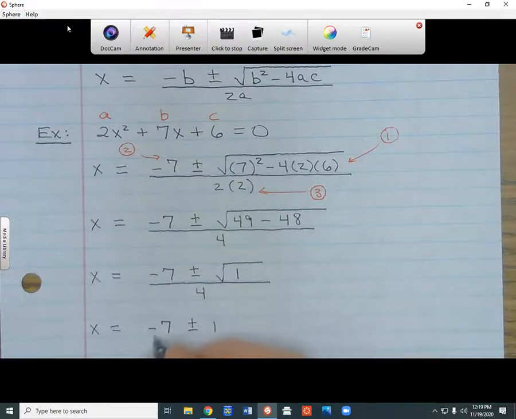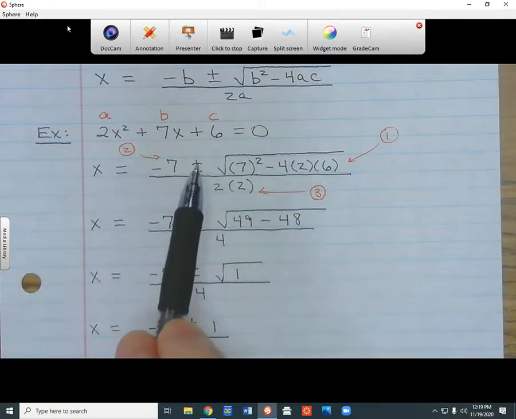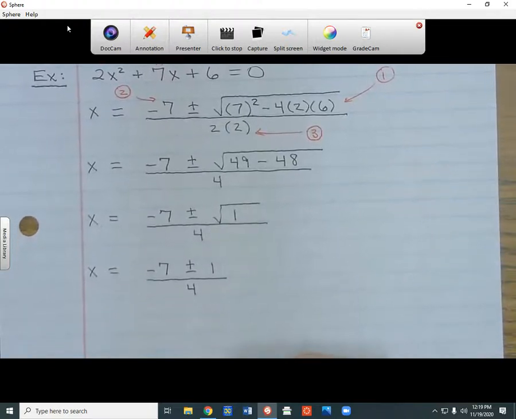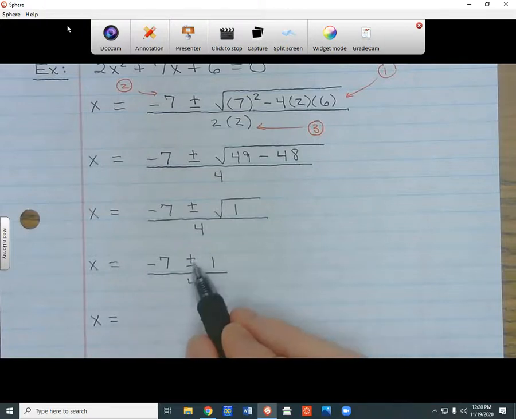Okay, so now the radical is finished with, so I'm done with my first step. Now I can move on to my second step, which is adding and subtracting in the middle. So here I have negative 7 and plus or minus 1. What I'm going to do with that is I can take it as a plus or I could take it as a minus. And we're going to end up doing both, because a quadratic equation is always going to have two solutions. So if I let that be a plus, I'm going to get negative 7 plus 1, and that's going to give me negative 6. And everything is still divided by 4.